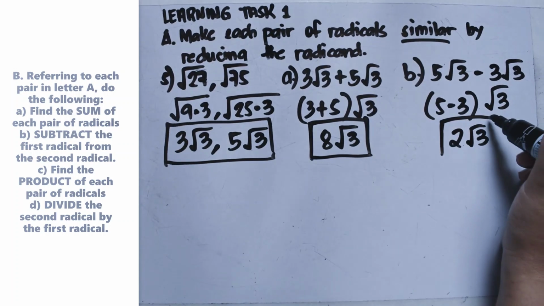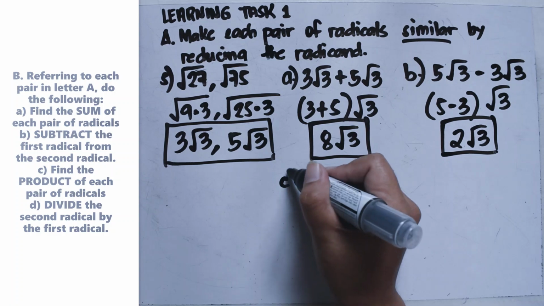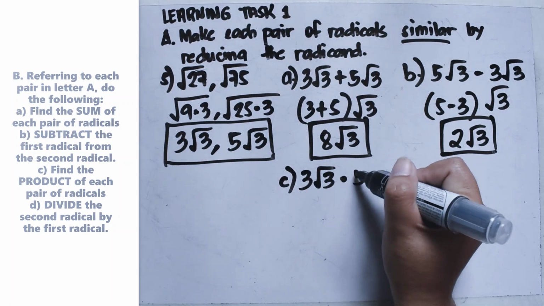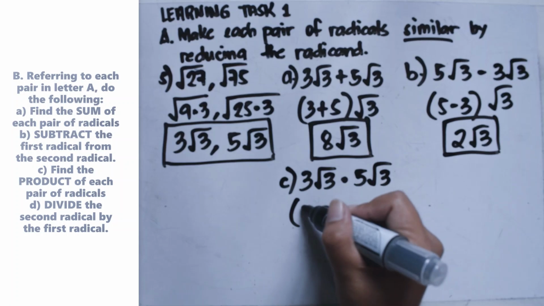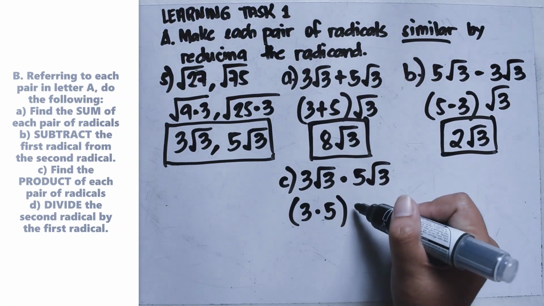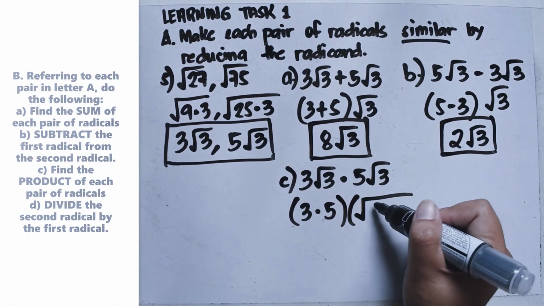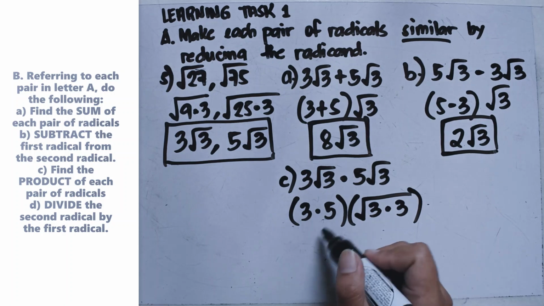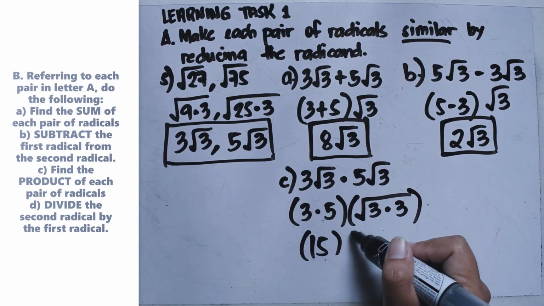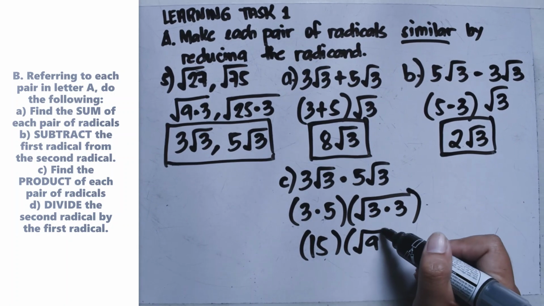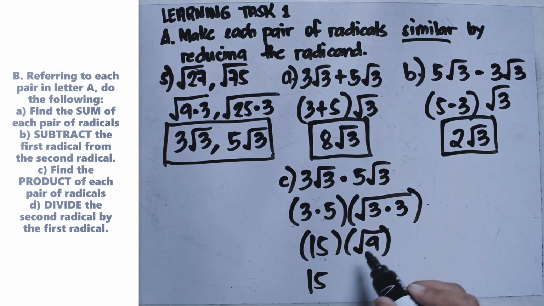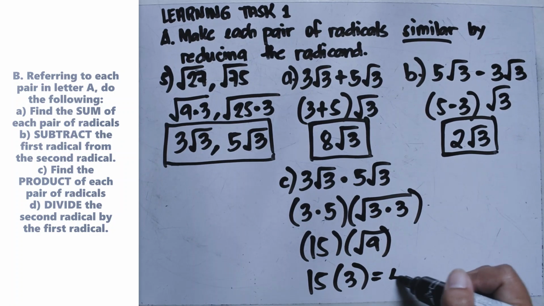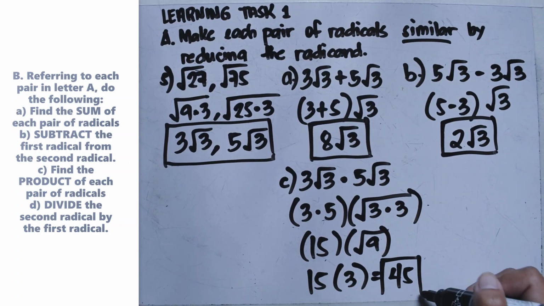So, that is the final answer also. Now, letter C right away. In letter C, find the product. So, we have 3 square root of 3 times 5 square root of 3. Multiply the numerical coefficients, 3 times 5, then copy the same index and multiply the radicand. So, we have 3 times 3. 3 times 5 is 15. And then the square root of 3 times 3 is 9. So, we have 15, and what is the square root of 9? Of course, that is 3. So, 15 times 3, we have 45. So, that is the final answer in letter C.